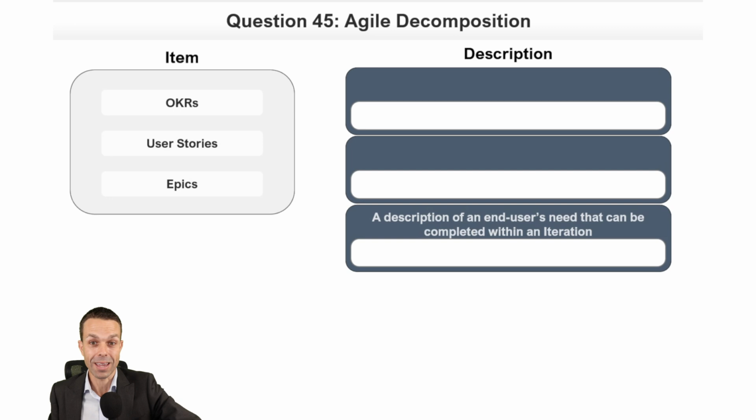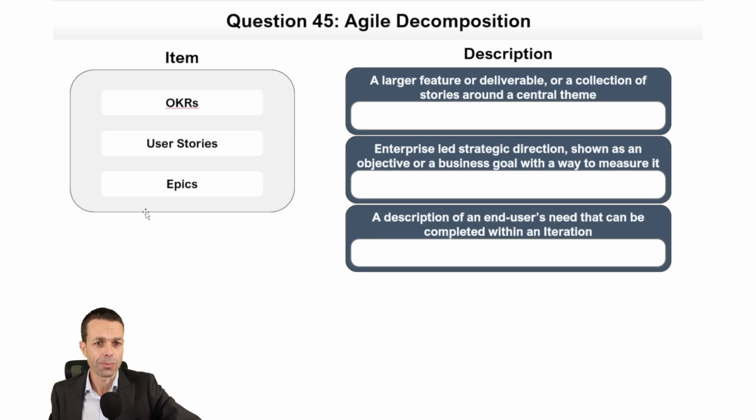Wonderful stuff. Okay, Agile decomposition. Oh, this is good. OKRs, user stories, and epics. And what have we got? A larger feature or deliverable, or a collection of stories around a central theme. That's going to be our epic. So epics basically are like a deliverable, and then we break those down into user stories.